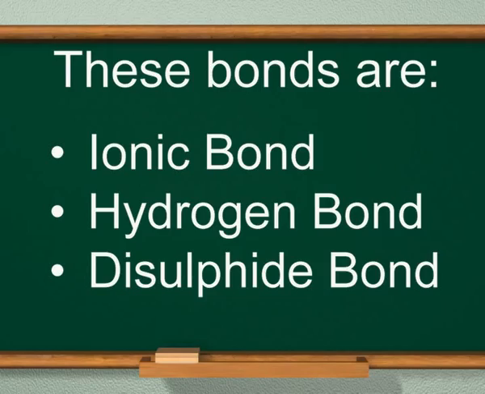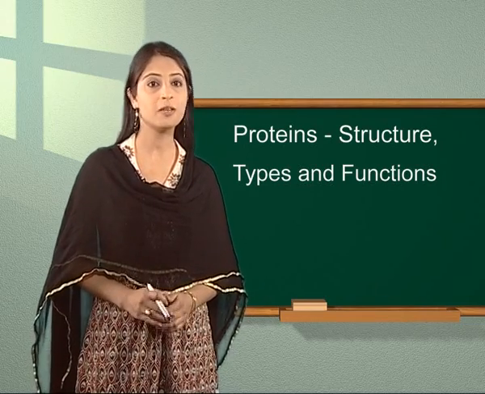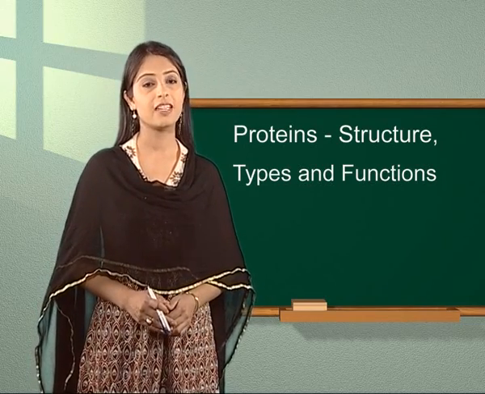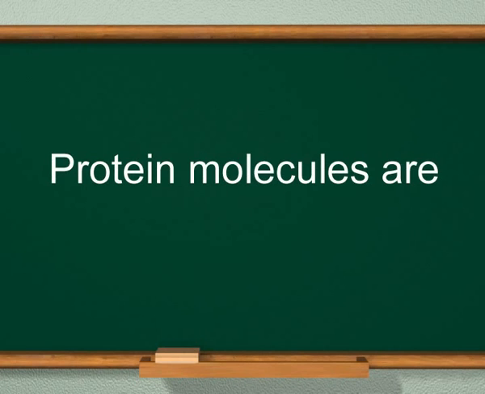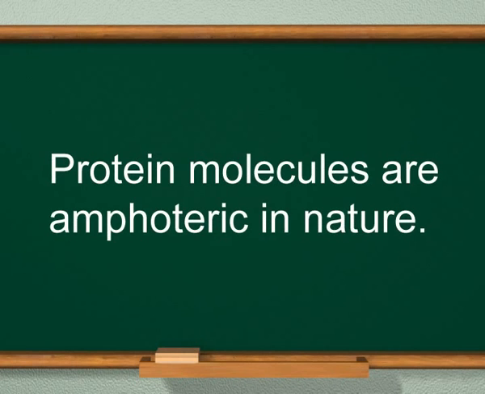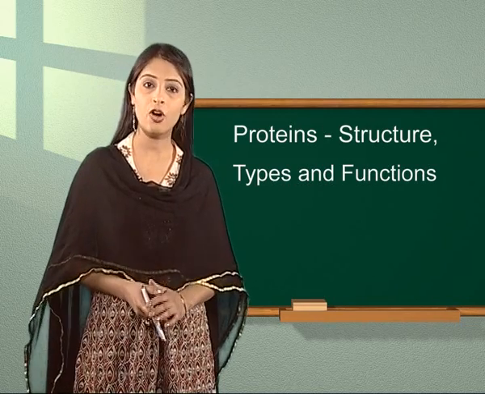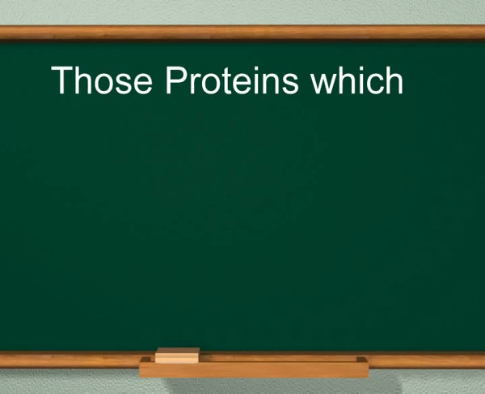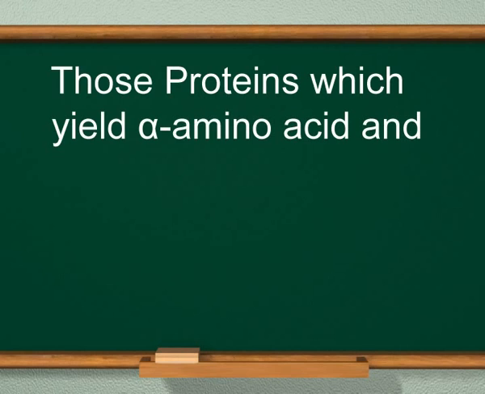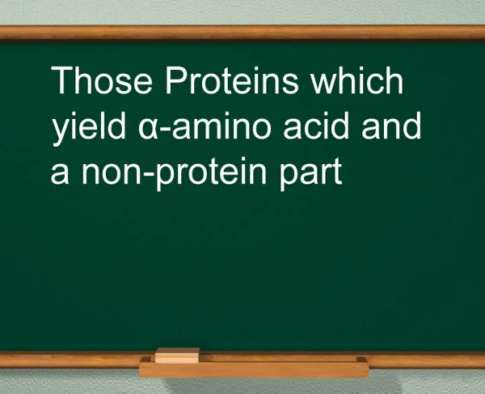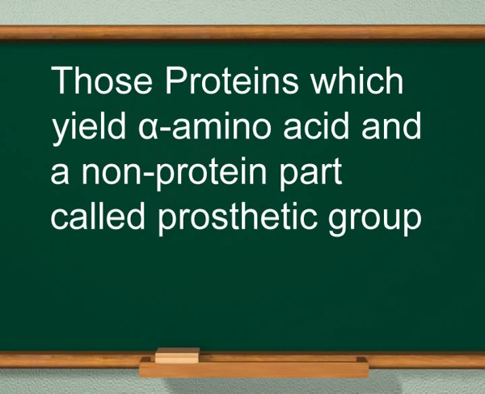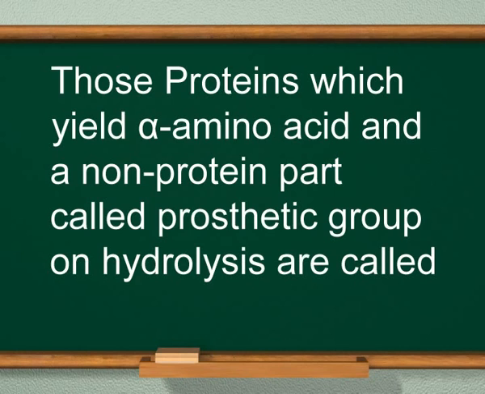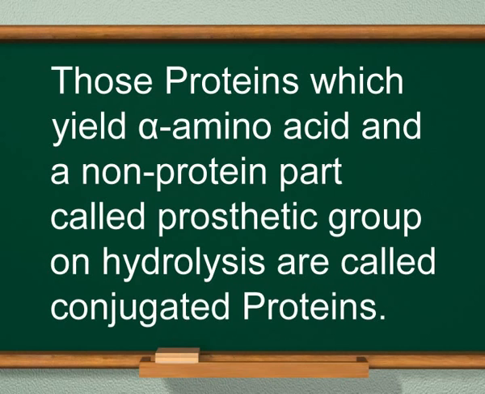The next question is, what is the nature of protein molecules? The answer is, protein molecules are amphoteric in nature. The next question is, what are conjugated proteins? Answer, those proteins which yield alpha amino acid and a non-protein part called prosthetic group on hydrolysis are called conjugated proteins.